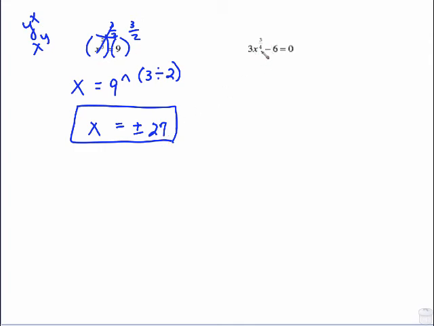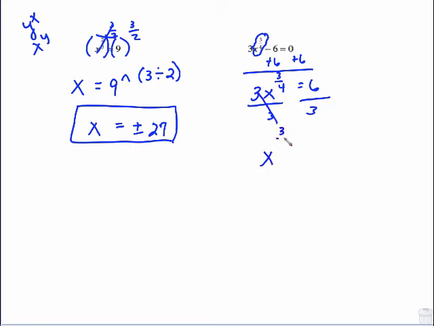Now this one has more stuff with it. It's not just my rational exponent. We need to isolate this x^(3/4), so we need to do a couple little arithmetic maneuvers to get that x^(3/4) alone. So add 6 to both sides, and then divide by 3. And finally, we have our rational exponent equation isolated. So x^(3/4) = 2.